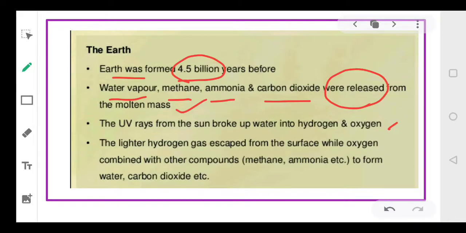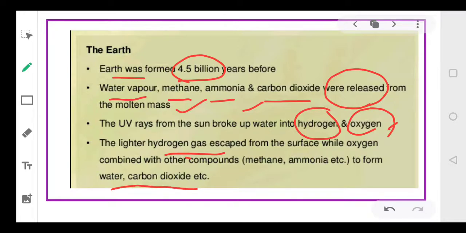The UV rays from the sun broke the water into hydrogen and oxygen. So there was water vapor, there was water present, and when the UV rays fell on the surface of the water, it was broken into hydrogen and oxygen. And the lighter gas, hydrogen, escaped from the surface, while the oxygen combined with other compounds to form water and carbon dioxide again, or it would have formed methane, ammonia.